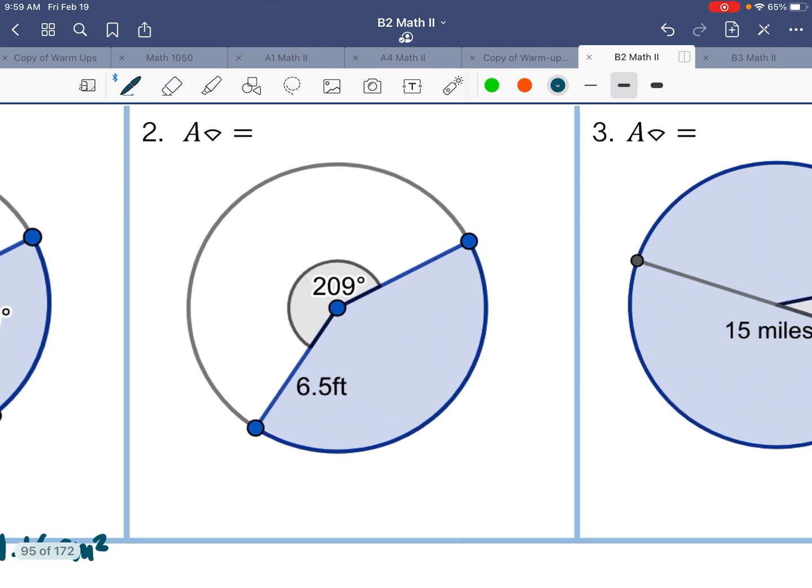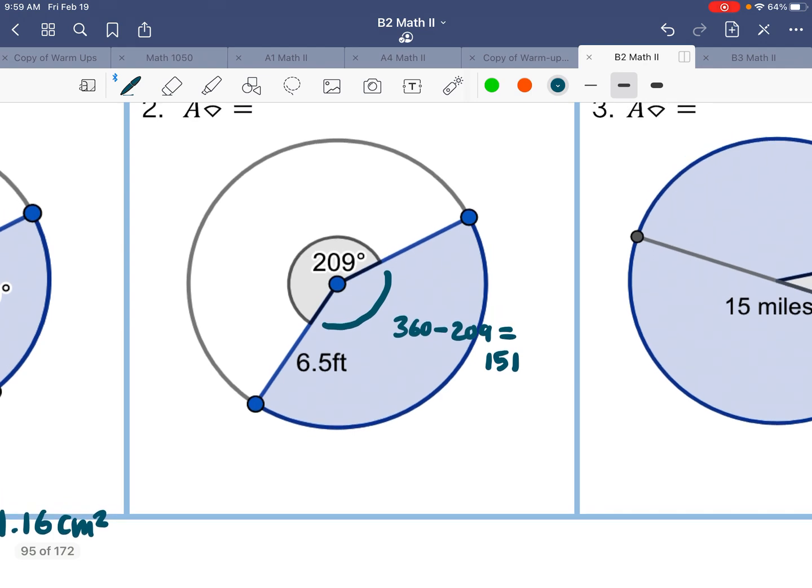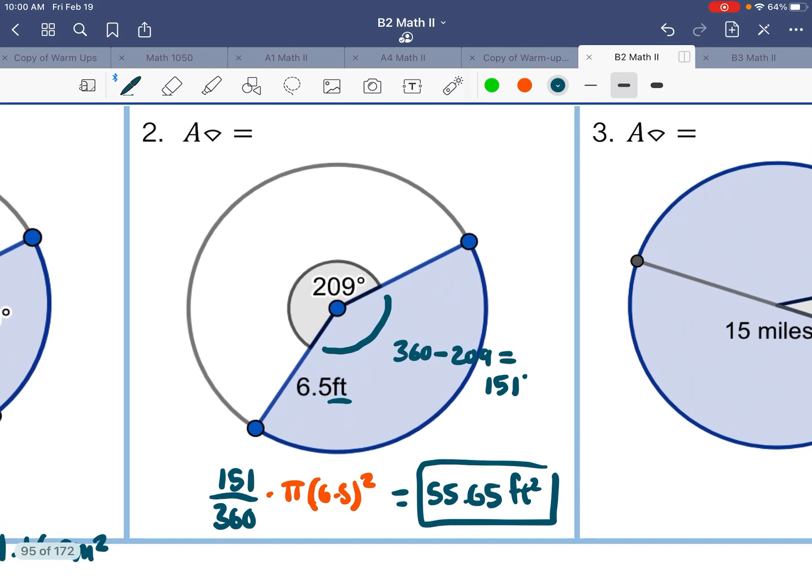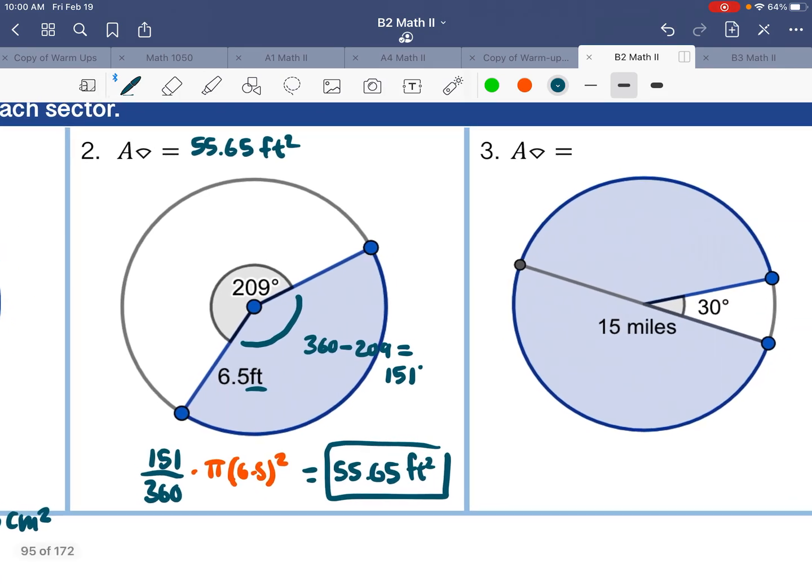This one, we actually don't have the central angle. This is the one that we need. So we would first need to find this angle by subtracting 209 from 360 so that we can get what's left there, which gives us 151. And then we have the radius, so we have everything else that we need. So what we're finding is 151 out of 360 worth of this circle. And the full circle is pi times 6.5 squared. And then if you type that into a calculator, you will get 55.65. And this is feet, so we'll use feet squared. 55.65 feet squared. Perfect.